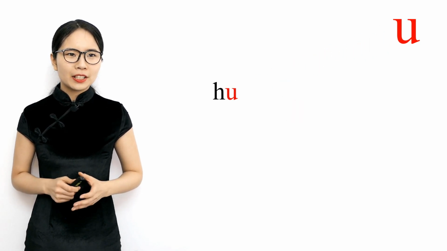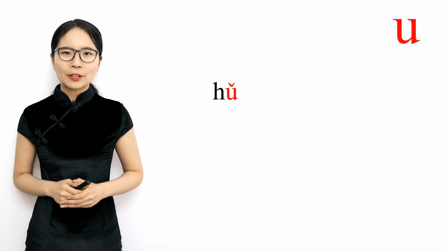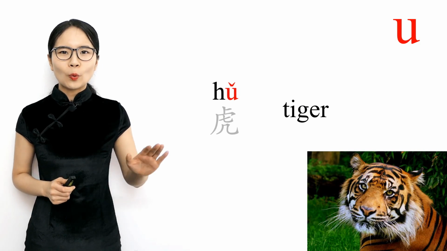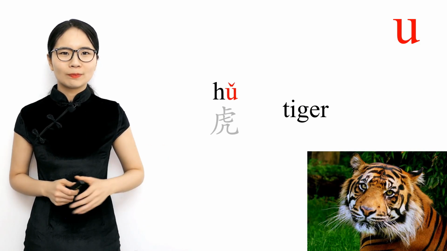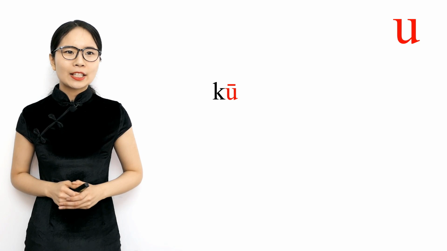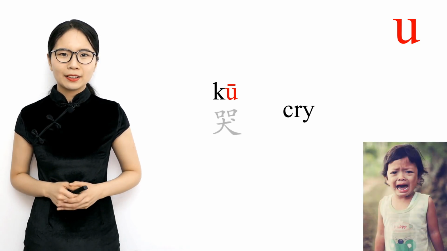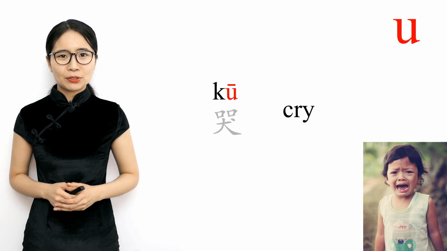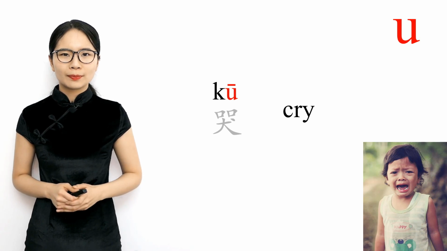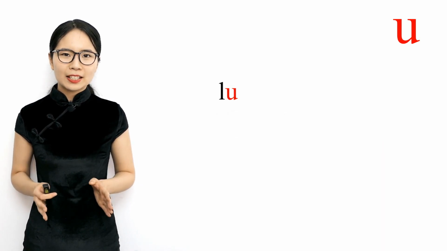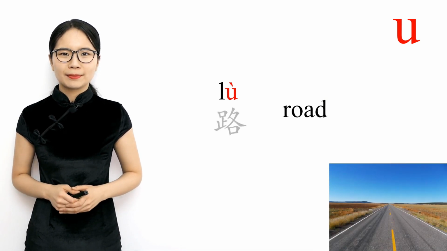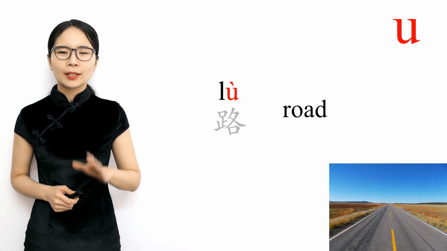Adding the initial h and the third tone, the falling rising tone, we get the word hu, which means tiger. Hu, hu. Switching to the initial k and the first tone, we get ku, which means cry. Oh, this poor child. Please repeat after me. Ku, ku. And if I use the initial l and the fourth tone, I get the word lu, which means road. Lu, lu.